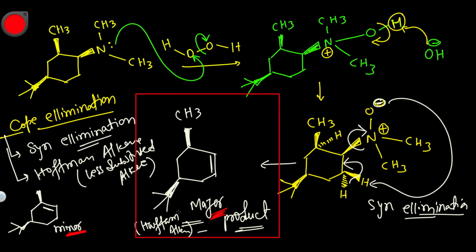In some cases, I will tell you the cases, if there is a conjugation in the molecule, then you will get a more substituted alkene. I hope you all understand this Cope elimination. I have told you each and every step in detail, every step of the mechanism. What is the reason behind this mechanism? Why not this, why this only? I hope you all understand very clearly.